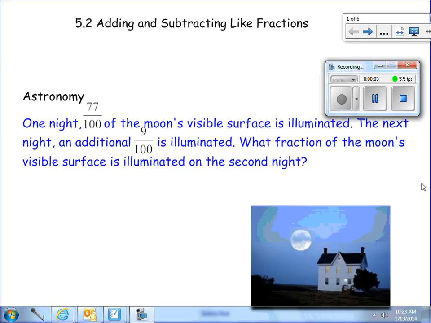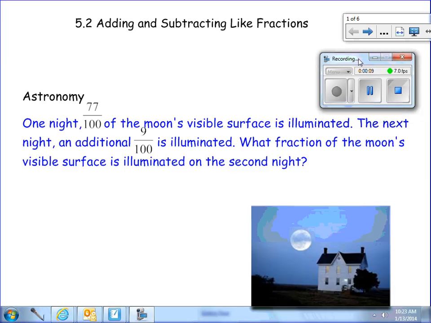Lesson 5.2 will be adding and subtracting like fractions. One night, 77 hundredths of the moon's visible surface is illuminated. The next night, an additional 9 hundredths is illuminated. What fraction of the moon's surface is illuminated on the second night?